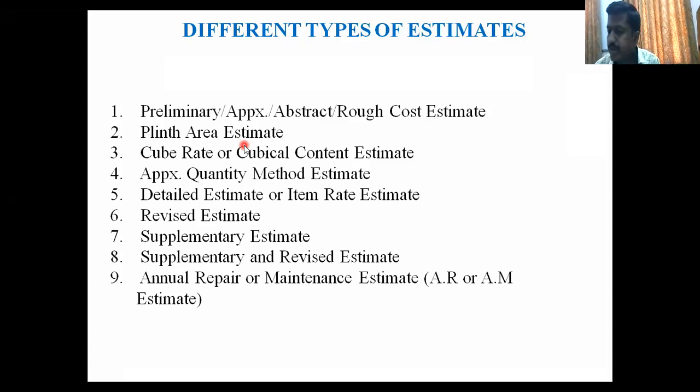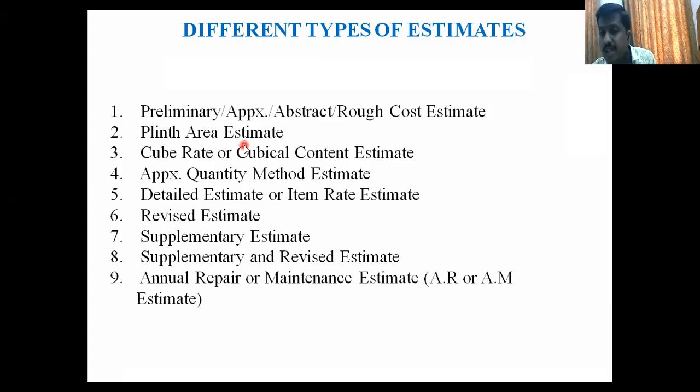Then approximate quantity method. Again, this is another method to prepare the estimate. Detailed estimate or the item wise estimate. You can prepare a detailed estimate or you can prepare it item wise. Revised estimate. When will we go for the revised estimate? If there is any change in the plan, then we will go for the revised estimate. Again, there is the supplementary estimate, revised and supplementary estimate, and annual maintenance and repair estimate.